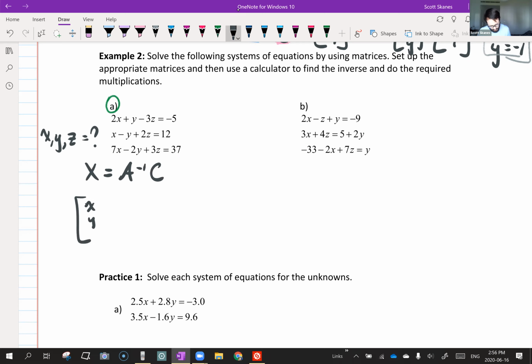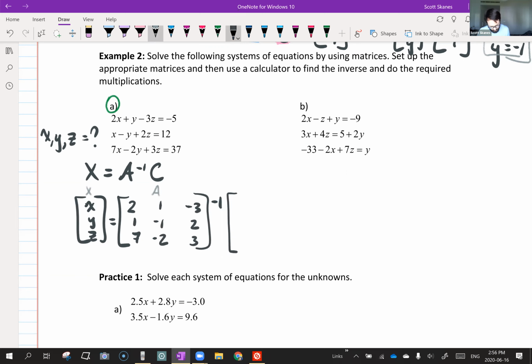That means our X, Y, and Z are going to be equal to, and let me copy the coefficients, 2, 1, 7, 1, -1, -2, -3, 2, and 3. So you'll notice this is A. I need the inverse of that, times C. And what's our C matrix? It's -5, 12, and 37.